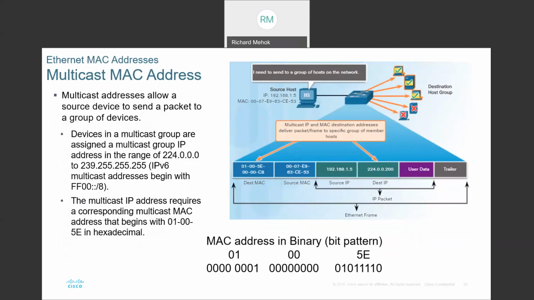And if we convert that, zeros are all zeros. We put it into a nibble. The 1 would be 0001. 00 is all zeros. 5 would be the 4 and the 1. And then E would turn into 8, 4, and 2, making it 14.